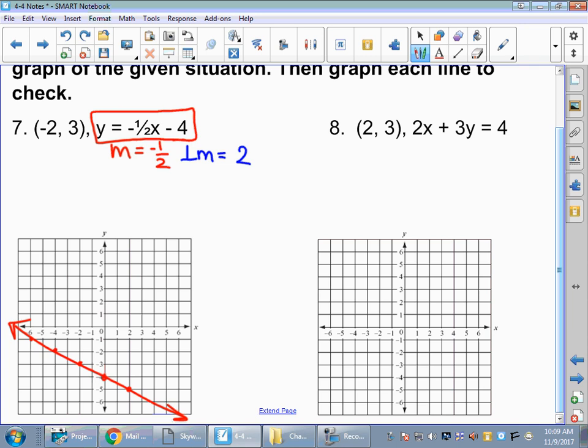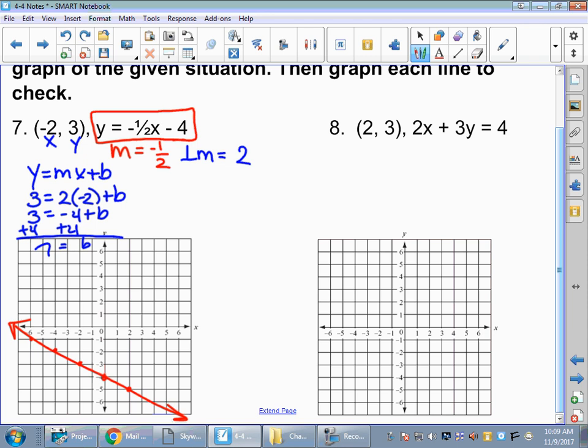So I can use either form over here. I'll use y equals mx plus b. Plug in x is -2, y is 3. So 3 is equal to 2 times -2 plus b. 3 equals -4 plus b. Add 4 to both sides. My b value is equal to 7.